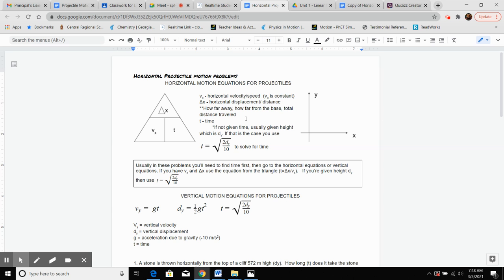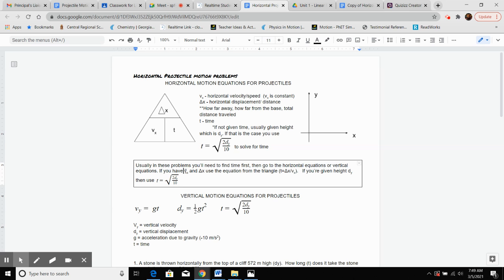There's no acceleration in the x direction. And time. Now, if you're not given time, see how I put a little star here? If you're not given time, you're usually given height, which is dy, d sub y. If that's the case, you will use this equation to solve for time: 2 times the height divided by 10, square root. So in this box, usually in these problems, you'll need to find time first. Then you're going to go to either the horizontal or vertical equations to solve for a missing something.